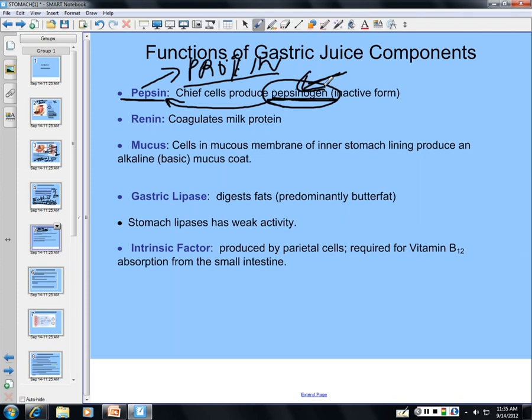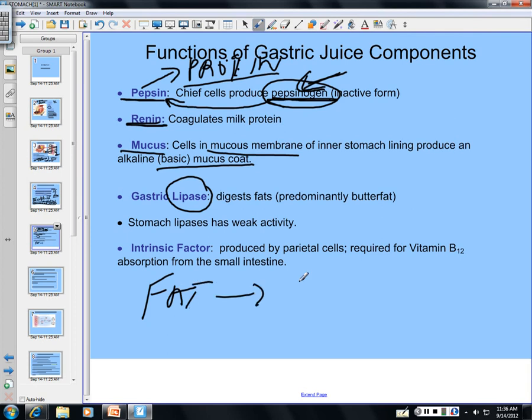In children, of course, in infants, there is another enzyme called renin, which coagulates milk protein and gives the milk a very sour look, a curdled look. Then, of course, there's the mucus cells, mucus produced by the mucous membrane, and it produces an alkaline mucus coat. We talked about this. Gastric lipases. Now, lipase digest fat. We all know that. Fat is digested to fatty acid and glycerol. We know this.